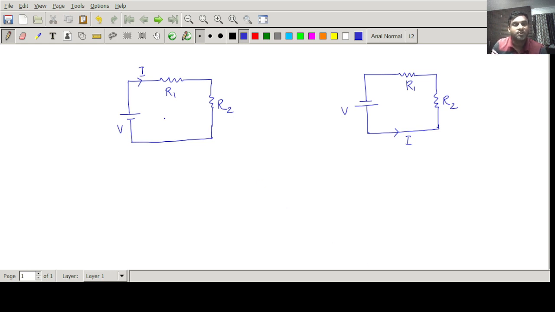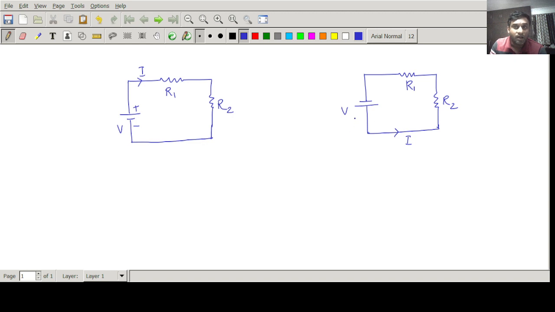So you can see here I have taken two circuits, with some DC voltage sources and two resistors, and current I is flowing. I can see that for the voltage source, this is the negative end and this is the positive end. Similarly, in the second figure, the same voltage source is connected in the reverse way, and current is flowing in the opposite direction.